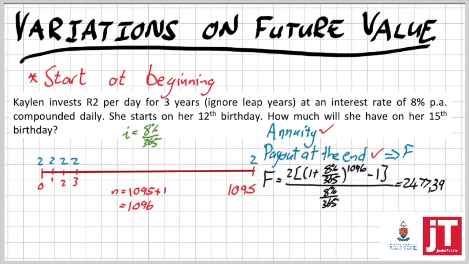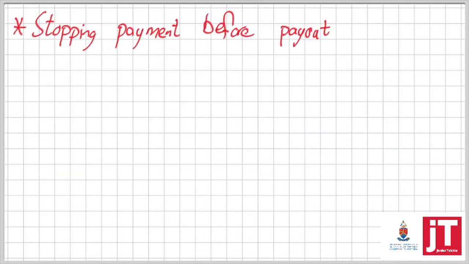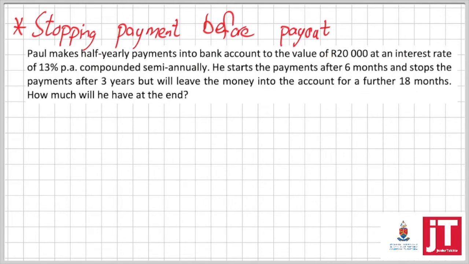Our second variation is stopping a payment before the payout. For instance, Paul makes half-yearly payments into a bank account to the value of R20,000 at an interest rate of 13% per annum compounded semi-annually. He starts the payments after 6 months and stops the payments after 3 years, but will leave the money in the account for a further 18 months.